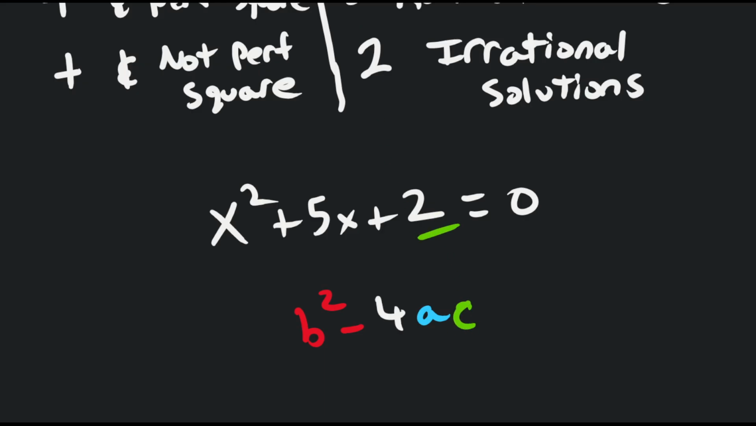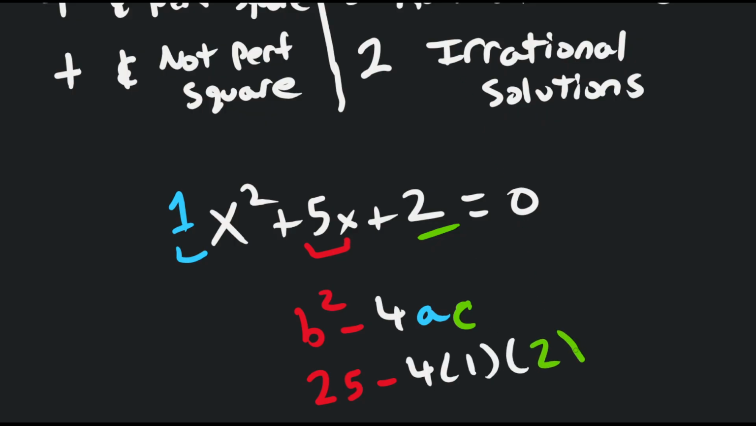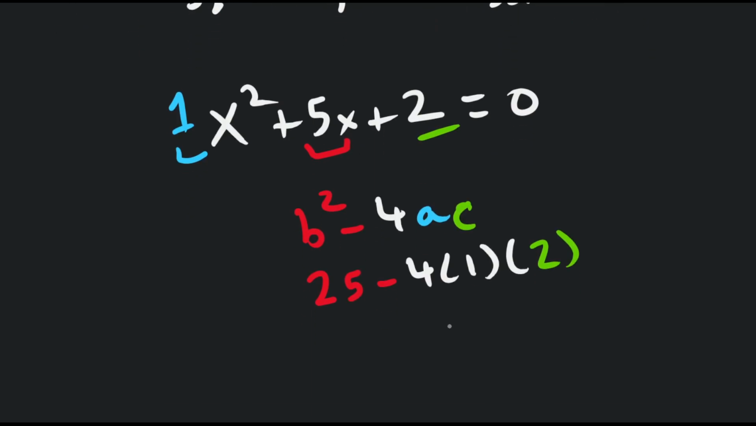So that's our c, that's our a is 1, and that is our b right here. So let's solve this quickly. B squared, so 5 squared is 25, minus 4 times 1, which is our a, times c, which is our 2. And what is 4 times 1? That's 4. 4 times 2 is 8, so that's 8.